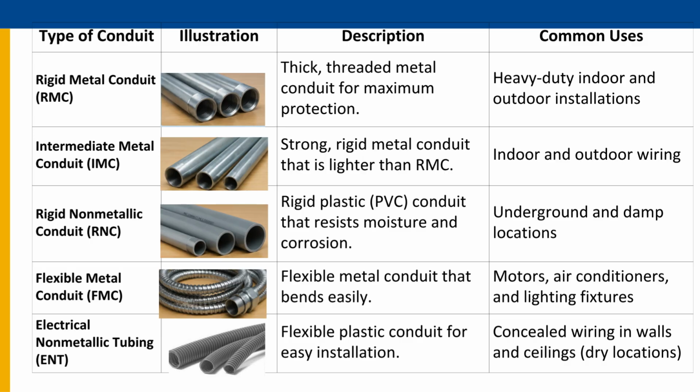Rigid metal conduit, RMC, provides maximum protection. Intermediate metal conduit, IMC, is lighter but still strong. Rigid nonmetallic conduit, RNC, is made of PVC and commonly used underground. Flexible metal conduit, FMC, bends easily and is ideal for motors and air conditioners. Electrical nonmetallic tubing, ENT, is flexible plastic tubing used inside walls and ceilings. Let's conclude: the type of conduit used depends on the installation location and the level of protection needed.